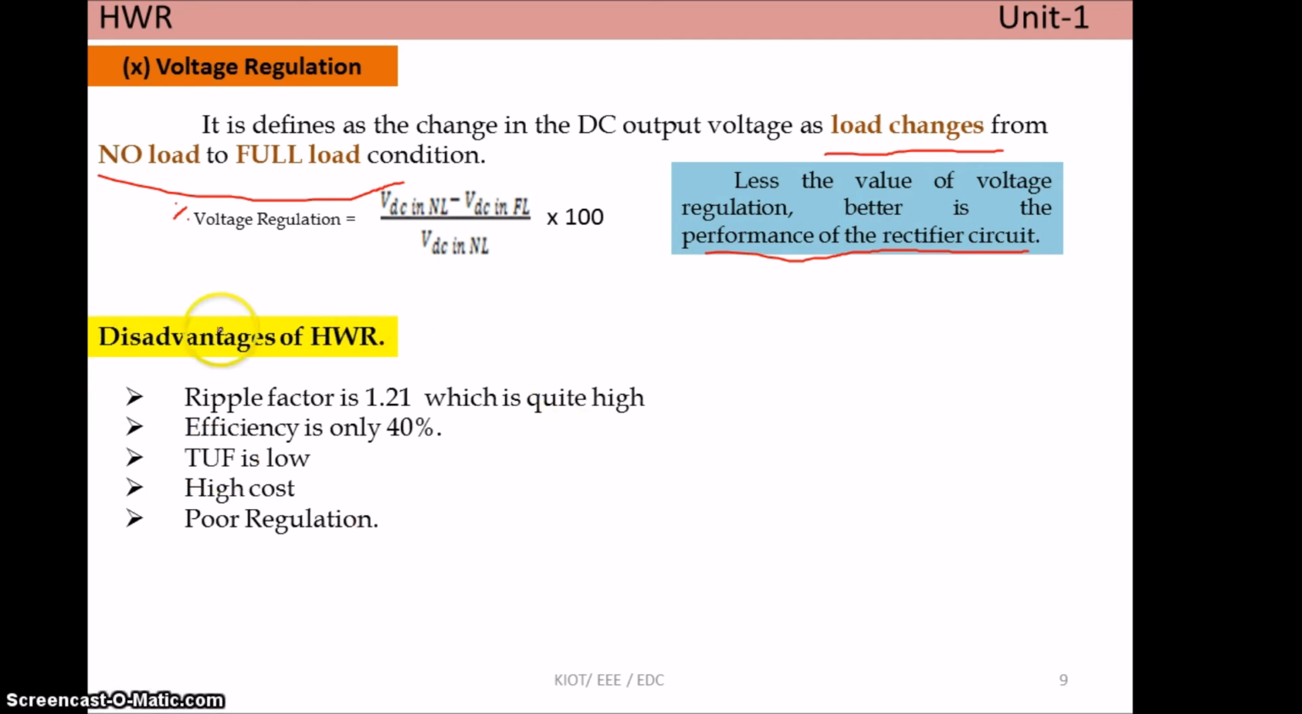The last topic is disadvantages, which summarizes all the 10 parameters we have derived so far. Efficiency is only 40%, which is one of the drawbacks. The second one is the ripple factor, which is 1.2, quite high, indicating the output DC component has a lot of AC component, which is unwanted. The third is that the transformer utilization factor is very low, which indicates the device is not effectively used in this circuit, and at the same time the cost is very high. And the last one is that regulation is very poor.